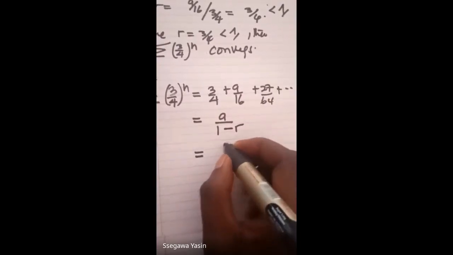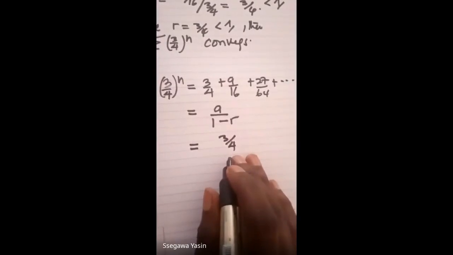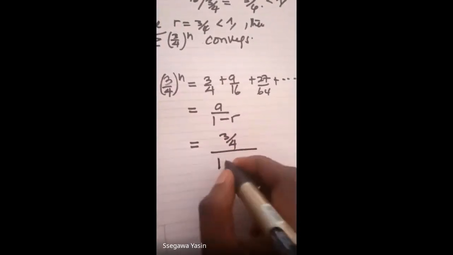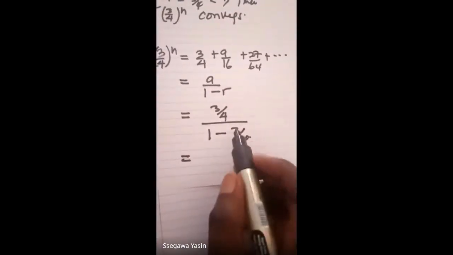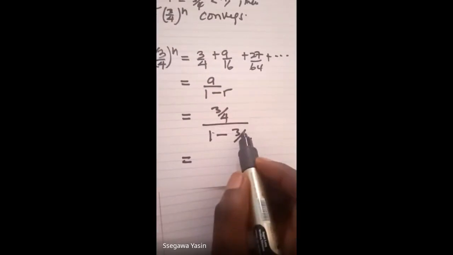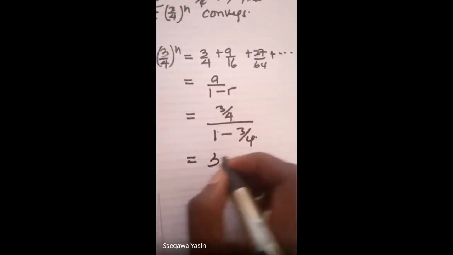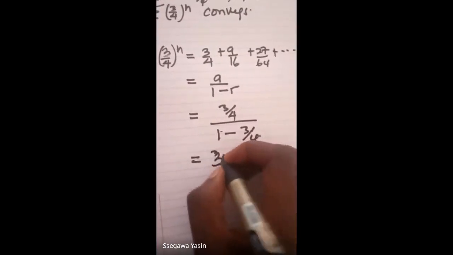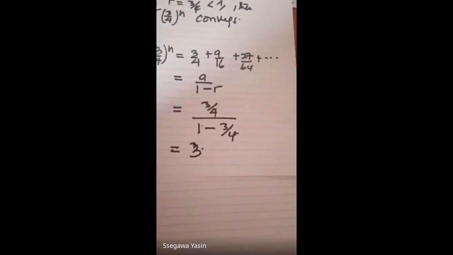And then when you try to do the simplification, you have 3/4 over 1 minus 3/4. So this is a quarter, this is a quarter. I think it will be 3. It will be 3. If it's not 3, you confirm that numerical value, please. The working is okay, and numerical.